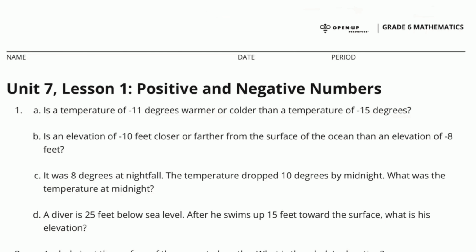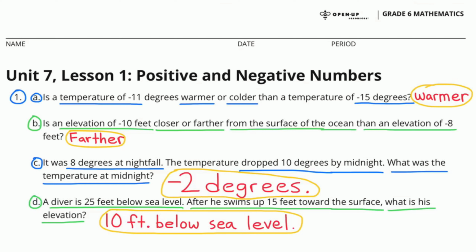Unit 7, Lesson 1, Positive and Negative Numbers. Number 1, A. Is a temperature of negative 11 degrees warmer or colder than a temperature of negative 15 degrees? Negative 11 degrees is warmer than negative 15 degrees.